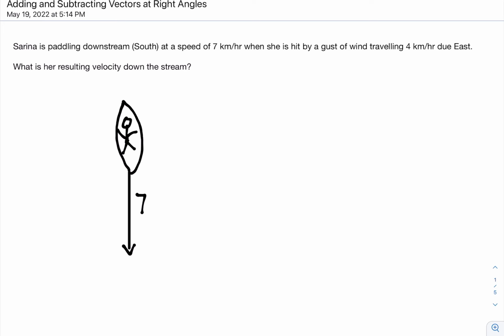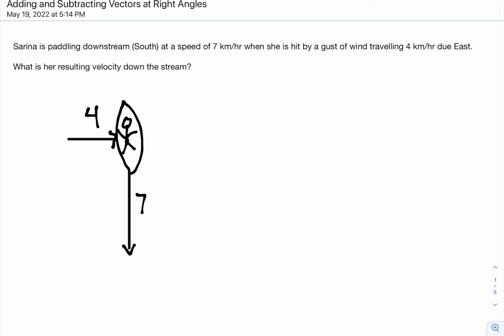Okay, so the vector to represent this is drawn here, and she's hit by a gust of wind traveling 4 kilometers an hour due east. So if we imagine this, the 4 kilometers an hour is going to be just over half of the 7. So it's going east, to the right, we'll say. And they're asking, what's the resulting velocity down the stream?